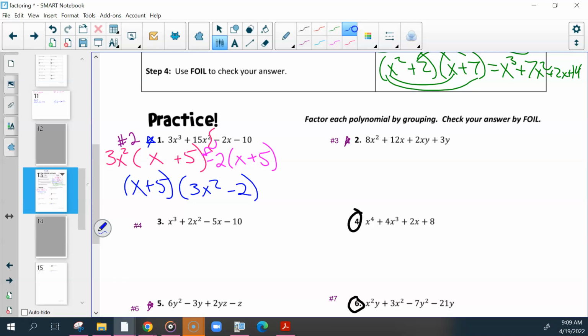Right, number 2. Wait, where in the world did you get 4? Oh.